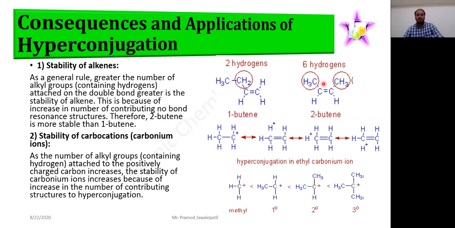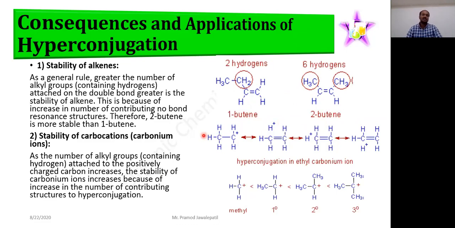In these two, 2-butene has two electron donating groups, but in 1-butene there is one electron donating group. So due to the two electron donating groups, 2-butene is more stable. We can say that as electron donating groups increase, the stability of that alkene or that butene molecule increases.